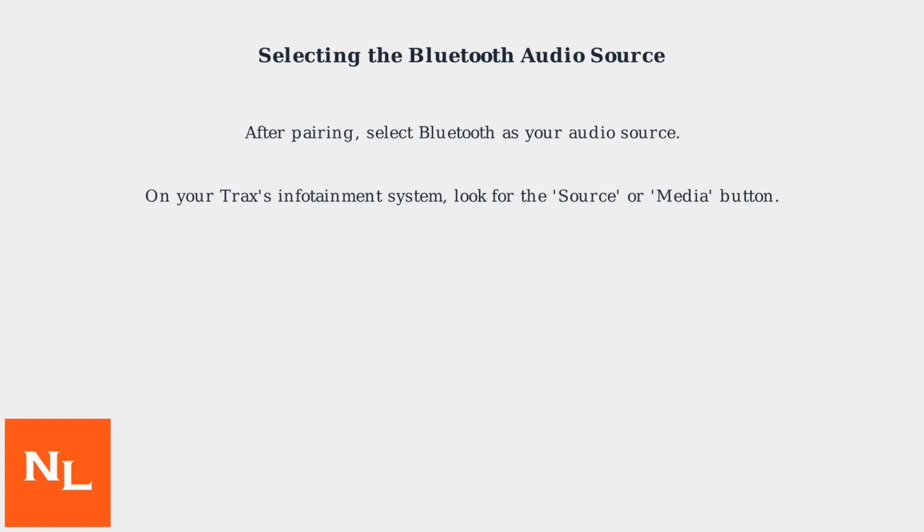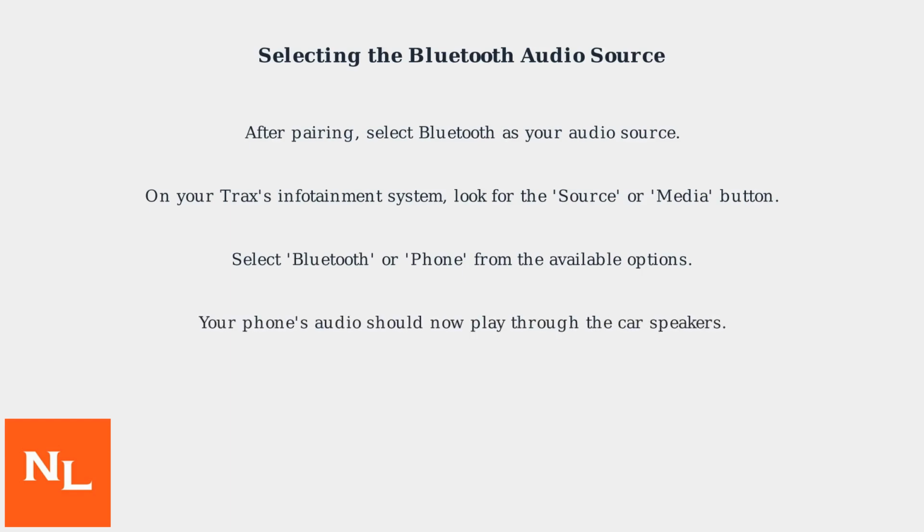After pairing your smartphone, you need to select Bluetooth as your audio source on the Trax's infotainment system. Look for the Source or Media button on the touchscreen. Select Bluetooth or phone from the options that appear. Once selected, your phone's audio will play through the car's speakers.